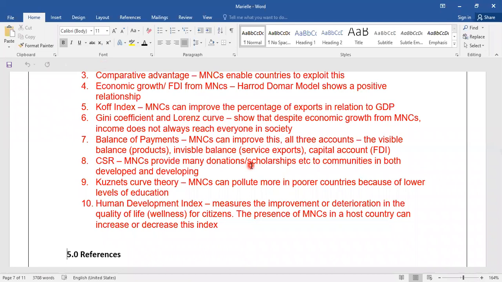So for Marielle, some of the academic discussions I would say are the balance of payments, the FDI increasing the capital account on the balance of payments, the Human Development Index, the Harrod-Domar model, the Gini Index, and CSR. As I was reading Marielle's report, these are concepts that I could have woven and integrated into Marielle's discussion.